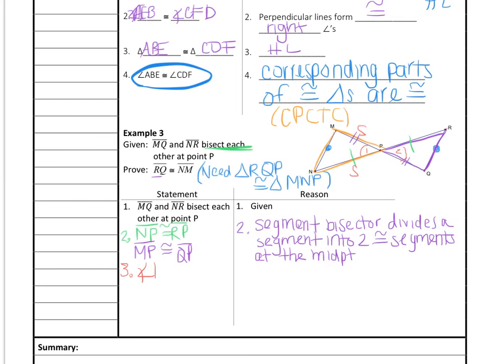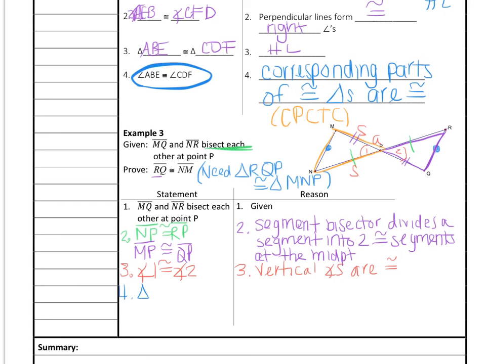So I know that angle 1 is congruent to angle 2. And this is because vertical angles, if I stop there, I'm wrong. So I have to keep going. Vertical angles are congruent. Alright, so now that gives me a pair of angles. So I have 3 parts. I have 2 S's and an A. So I have to decide what order do they go in and how are they proving my triangles congruent.